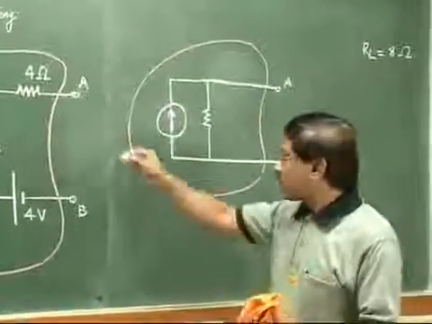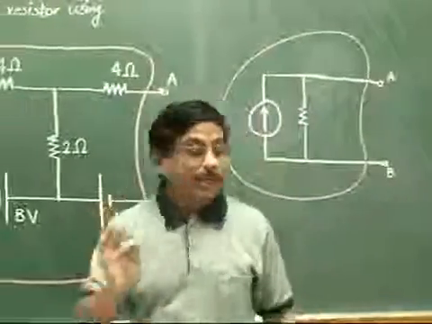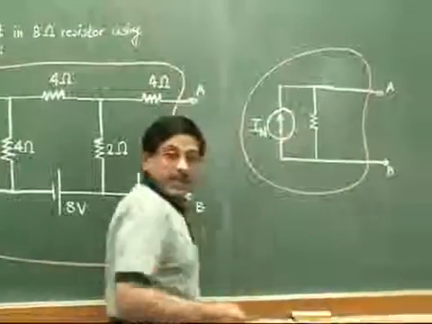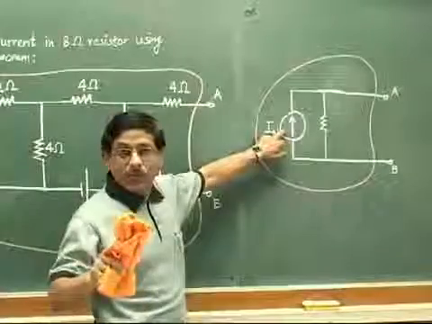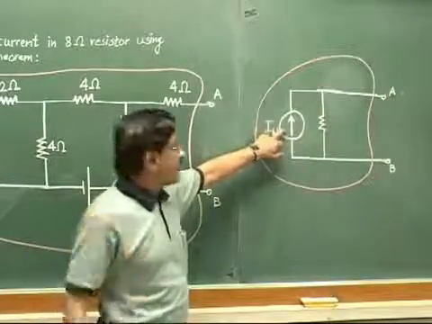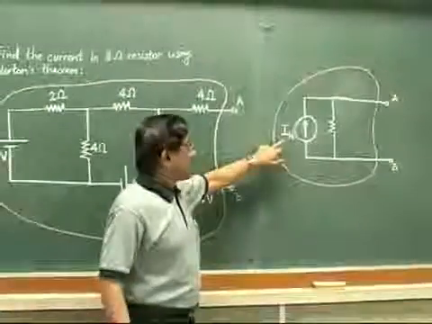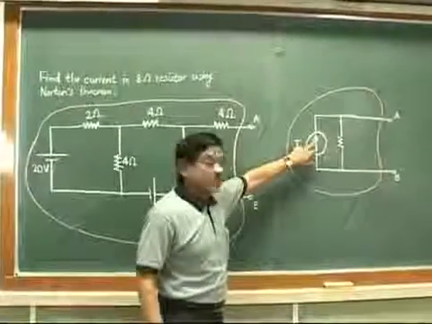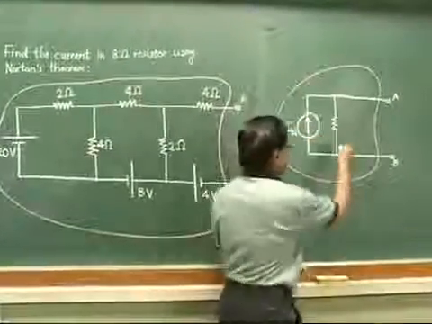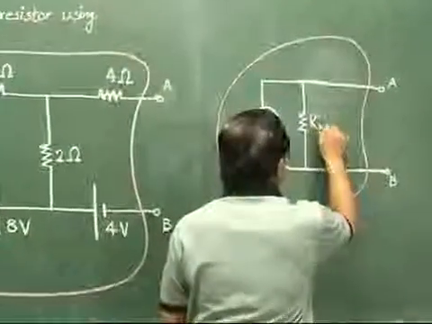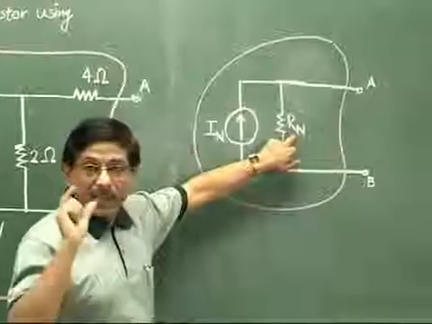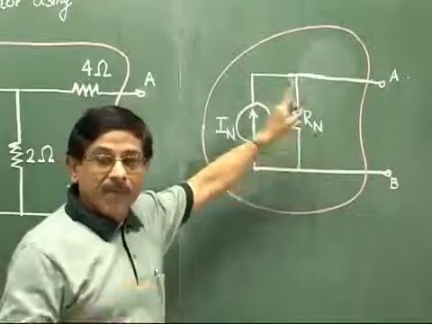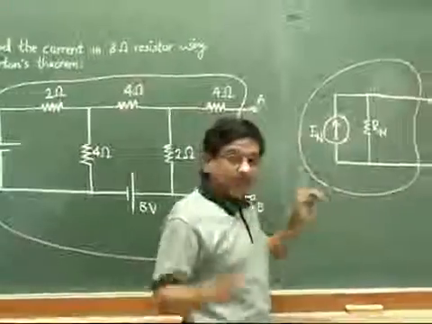Let us give some names to these two values. Suppose whatever current we calculate and show here, that current we say is IN. Now remember, in Thevenin's theorem there was VTH. TH was the initials of Thevenin. Here, since this is Norton's theorem, we will take the suffix as a capital N. So IN will be this equivalent current source. And here the resistance, we just call it RN. Remember, the meaning of RN here is exactly the same as the meaning of RTH in Thevenin's theorem. But what is the difference?